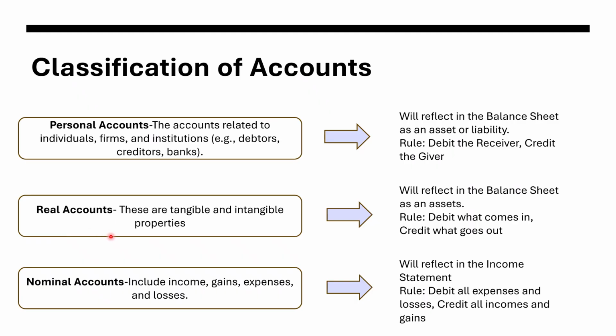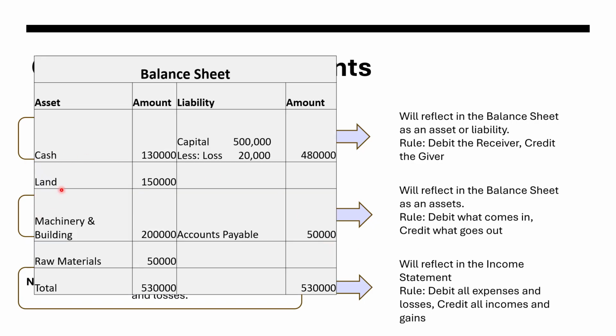Next, we'll move to real accounts. So real accounts are basically tangible and intangible properties. So in our example, we saw cash, land, machinery, buildings, raw materials. So these are all tangible properties and they are all assets. Okay, and also all the real accounts will reflect in the balance sheet as assets. And the rule applied while passing the journal entry for real accounts is debit what comes in, credit what goes out.